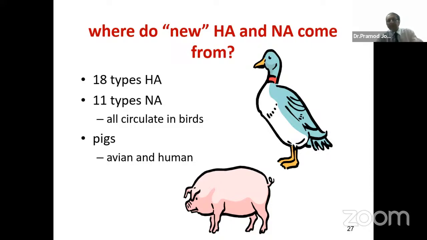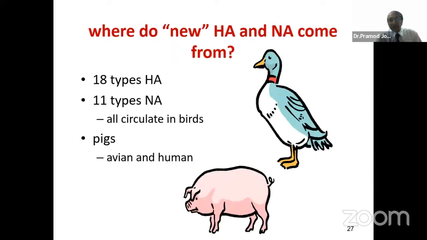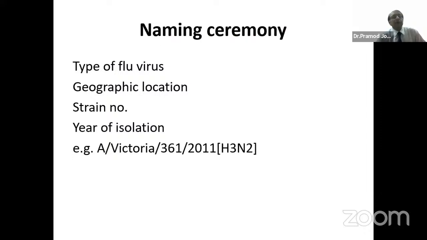So when these HA and NA come to the pig, it is said that the pig acts as a mixing vessel, and the avian and the human viruses mix together in the pig's body. I always say, like bhel, which has murmura, then it has sev, and so many other things together. So that pig's body acts as a mixing vessel wherein a new type of virus comes up, and that is the one which then spreads to human beings and produces pandemics. As I was trying to tell you in the beginning, the naming ceremony of each virus has to be done.